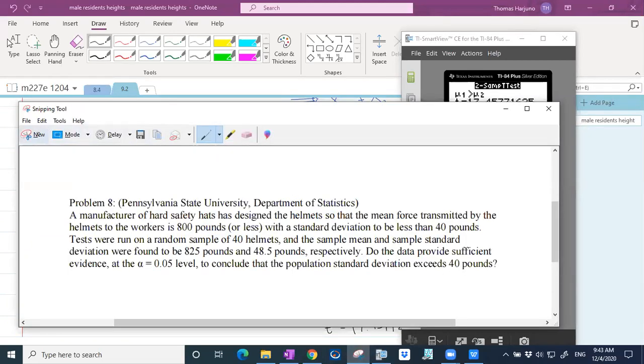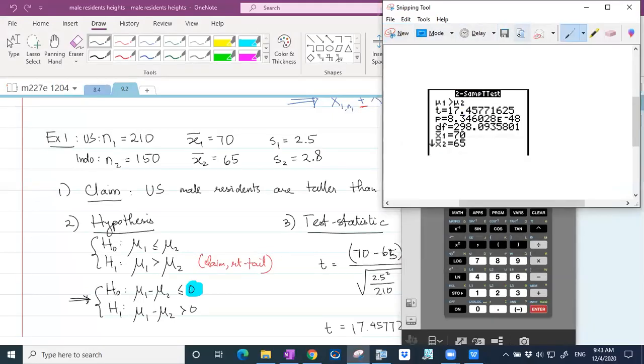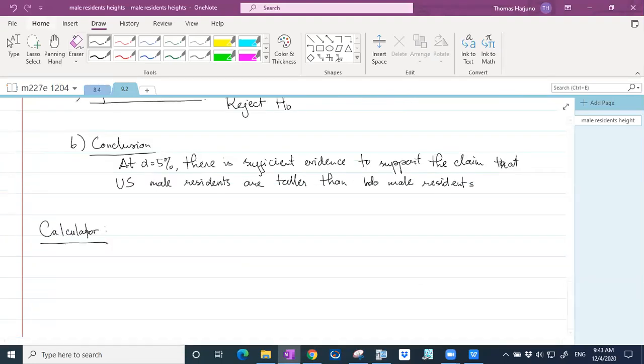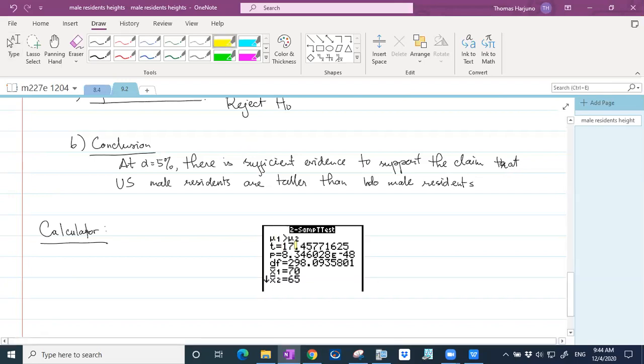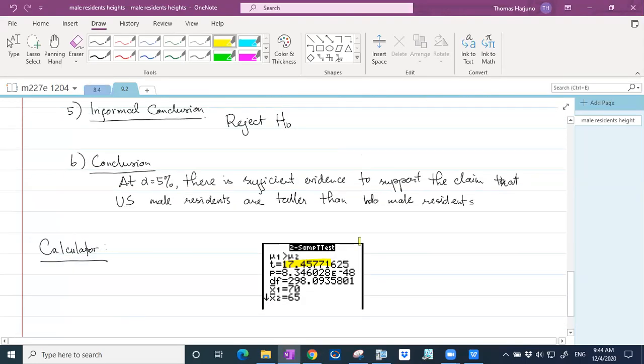You see that we have the same test statistic, the same t. Our t are the same. 17.45772. But our p-value are not the same though. Okay? We come up with the same conclusion. Now, which is the correct one? Is it from the calculator or the one we use? The correct one is from the calculator. Okay, that's the precise one.